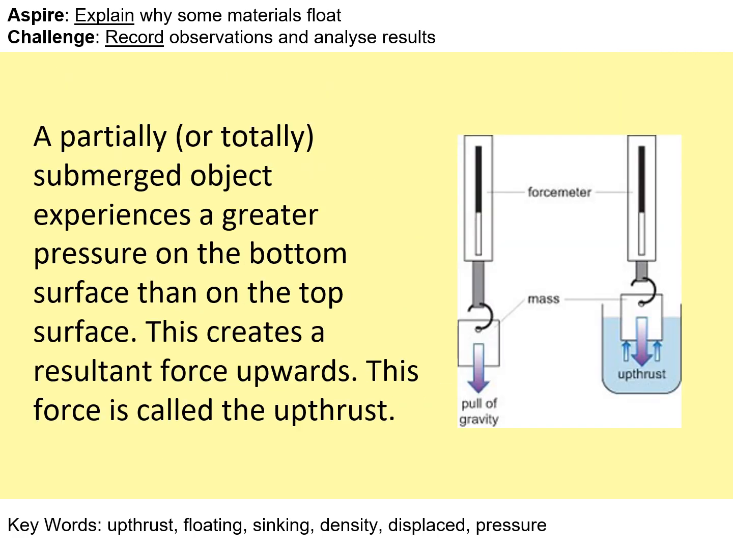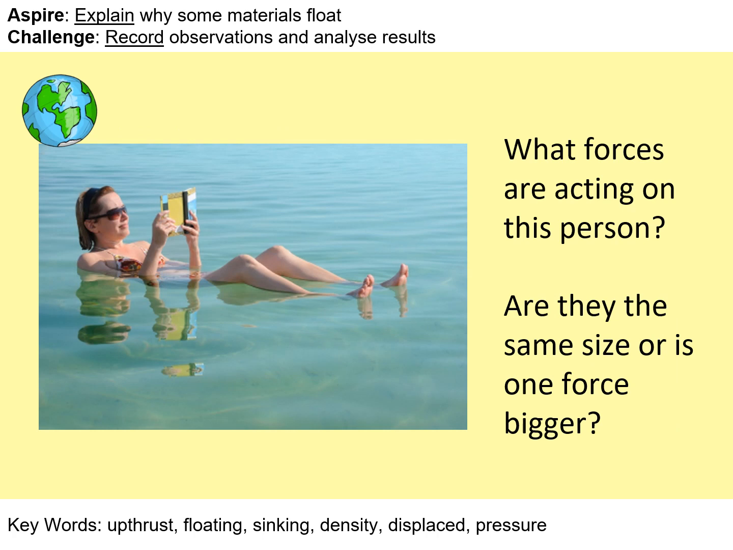If you look at these two situations on the side, we've got a force meter attached to a hook, and you have the pull of gravity when it's not submerged in water. However, when you put that object into water, it gets some pressure which causes an upward force. It pushes it upwards when it's partially submerged in that liquid, and that upward force is called upthrust. It's a pushing up force that occurs in water, and it's because the bottom surface has a higher pressure on it.